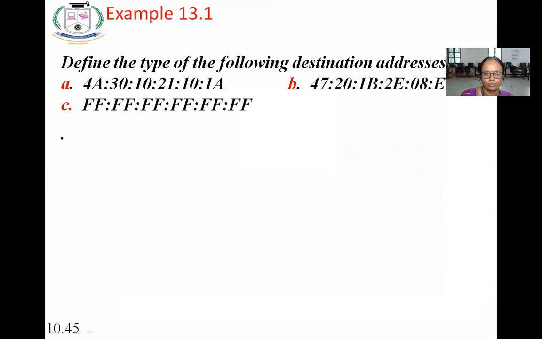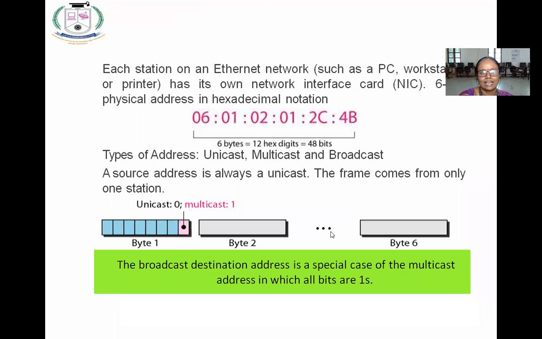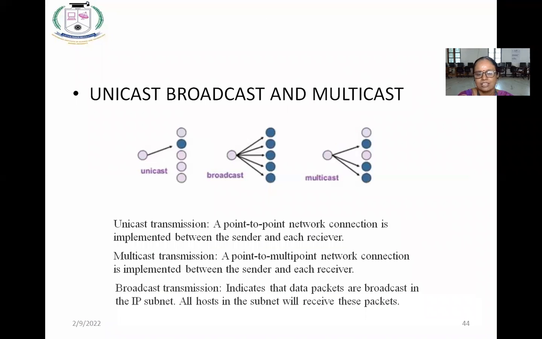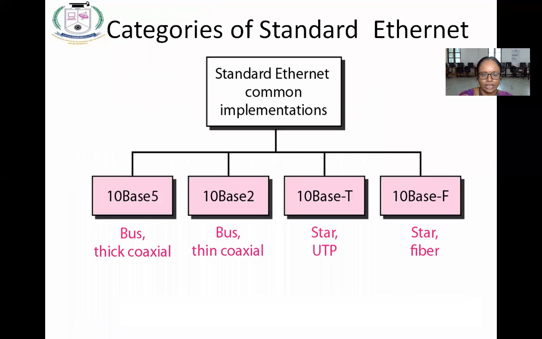So you have to understand that Ethernet works using the network interface, and from that physical address I can identify the type: unicast, broadcast, or multicast. Okay, that's it.